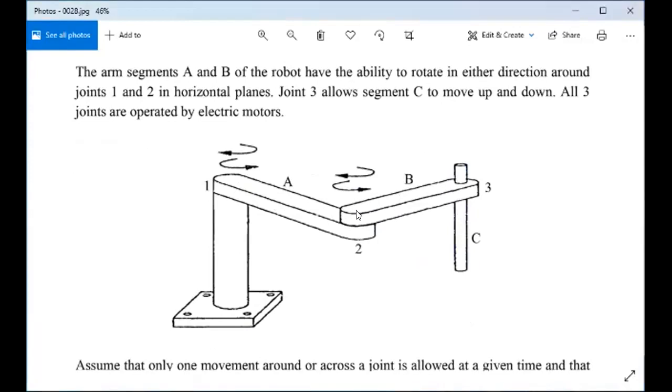So it means A section can be rotated about 1 and B section can be rotated about 2. So 1 is a point, 2 is a point. Around the point 1, A section can be rotated. Around the point 2, B section can be rotated.